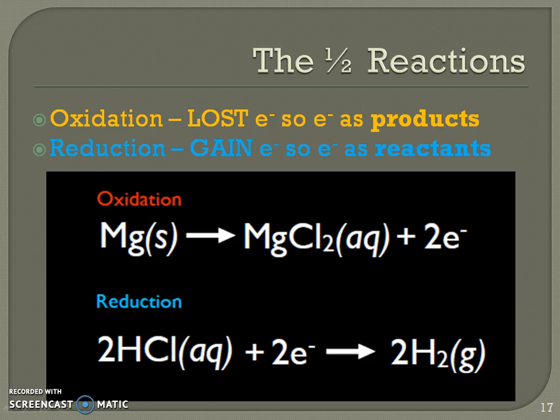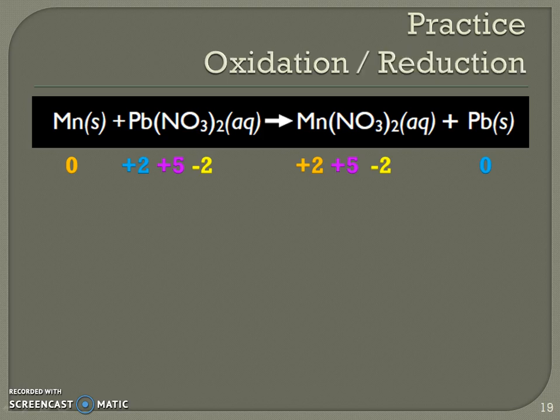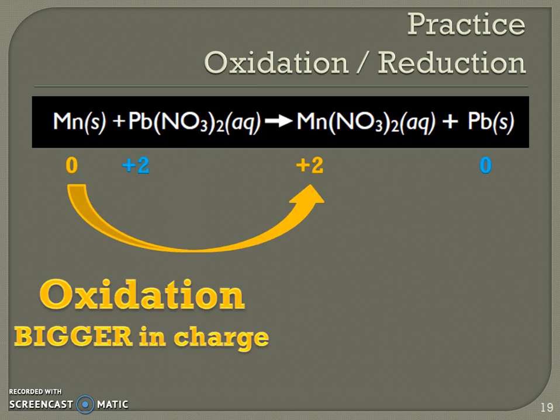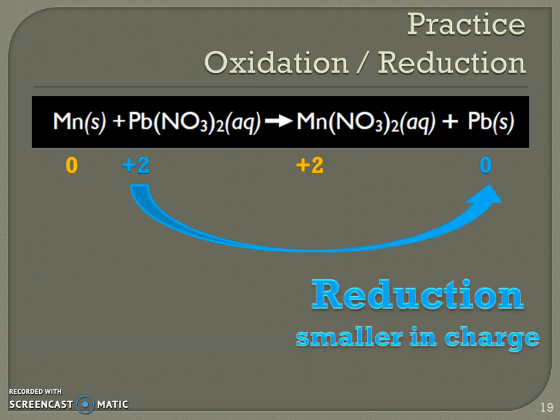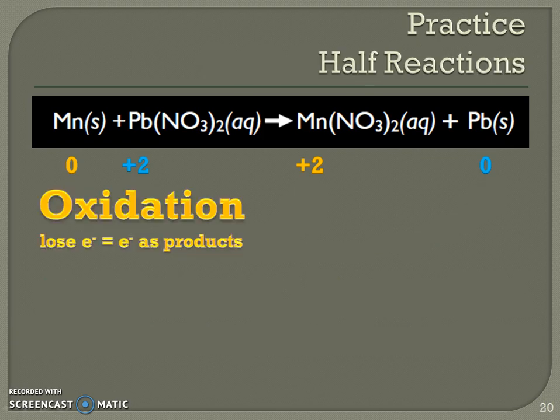So again, those half reactions are going to be helpful. In an oxidation half reaction, the electrons are lost, so those electrons are going to appear on the product side. And in a reduction reaction, the electrons are being gained, so those electrons are going to be on the reactant side. So he gave you some practice as well, assigning all of those elements a charge number. And then he said, well, let's see which one's being oxidized and which one's being reduced. Well, here the manganese is being oxidized because it's getting bigger in charge. The lead is being reduced because it's getting smaller in charge.